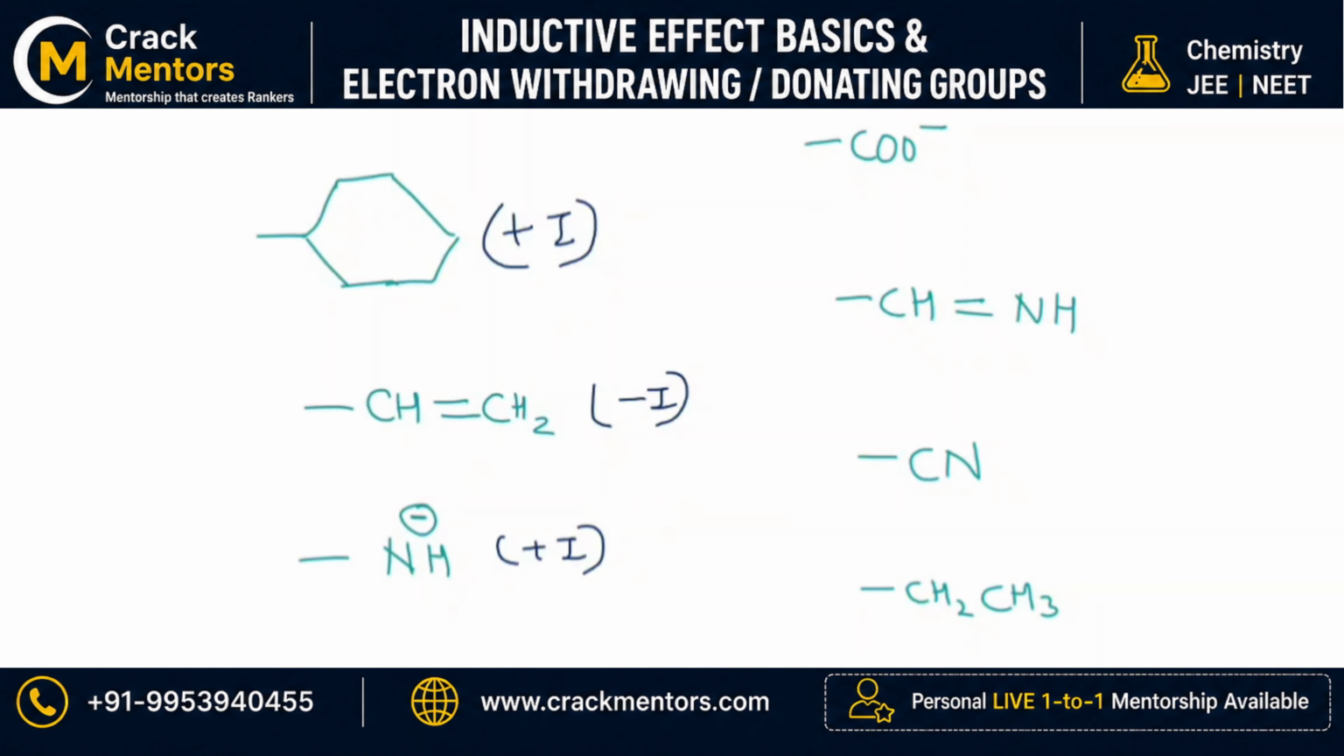Here again due to the oxygen it is minus I. Here COO minus is there, right? So oxygen is now full of electrons. Now it is ready to give its electrons due to its negative charge, that is real induction. So it is plus I here, right? Here it is CH double bond NH, it is again minus I due to nitrogen. Here again due to nitrogen it is minus I. Here it is CH2CH3, it is an alkyl group. Here it is plus I.